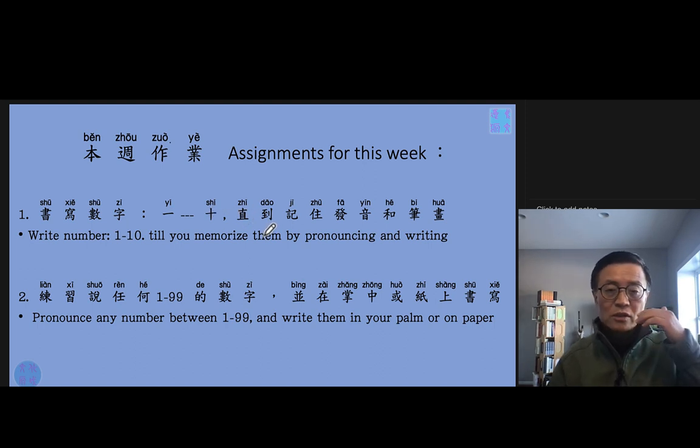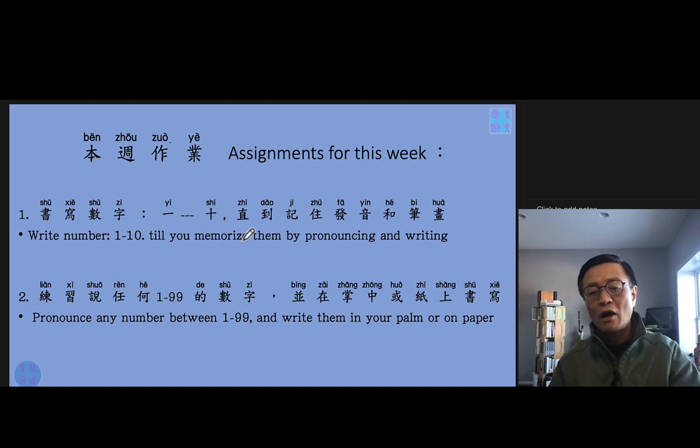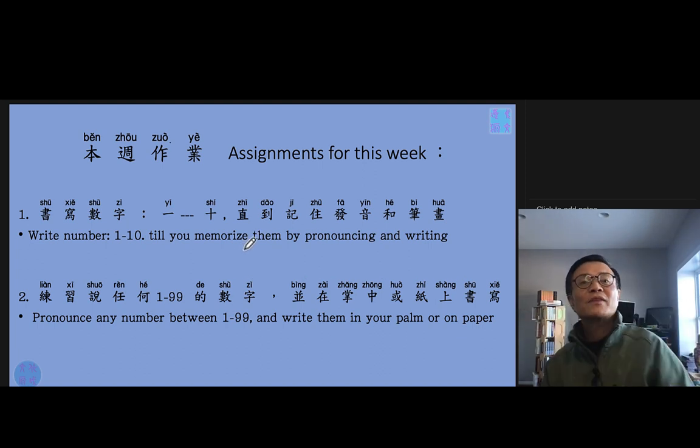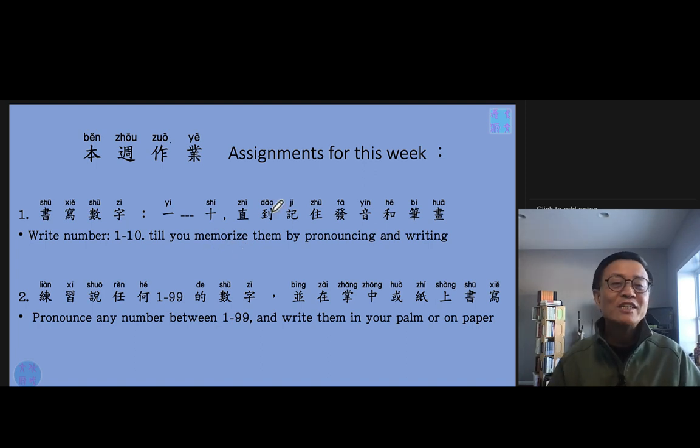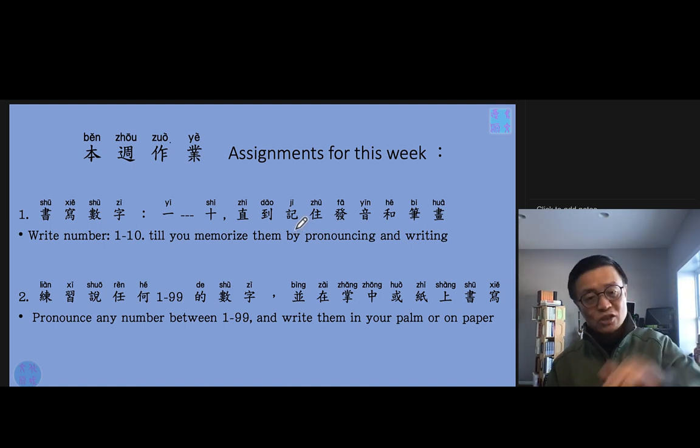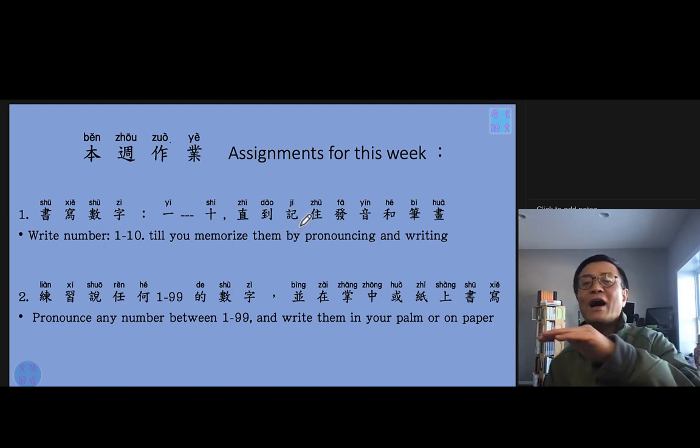Pronunciation, tongue-wise, writing-wise, everything, that's your main thing. You want to practice from 1 to 10. 1, 2, 3, 4, 5, 6, 七八九十. Then you practice 1, 3, 5, 7, odd numbers, then even numbers, 2, 4, 6, 8, 10. Right?